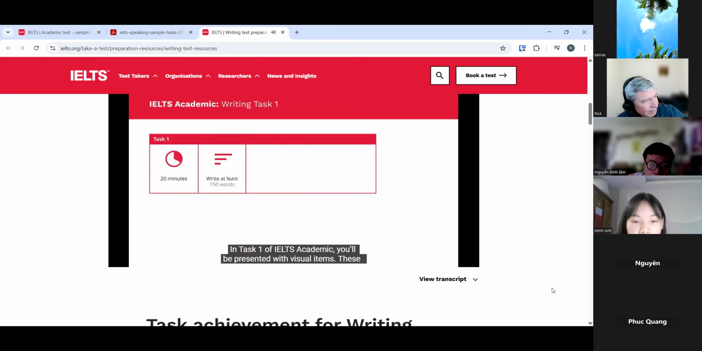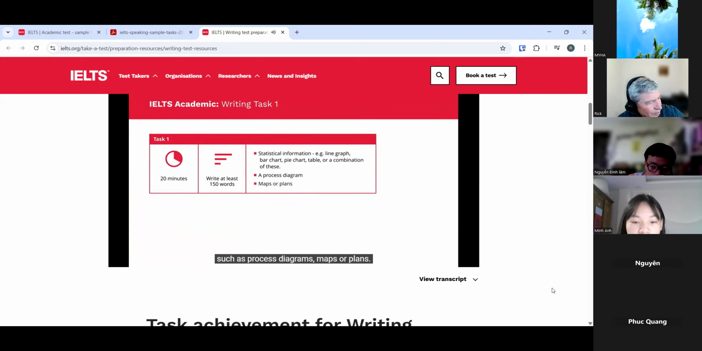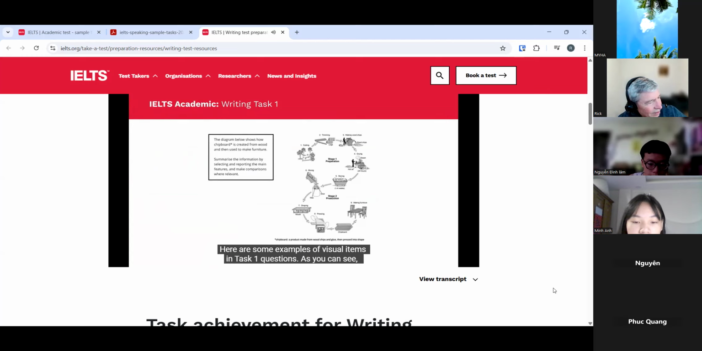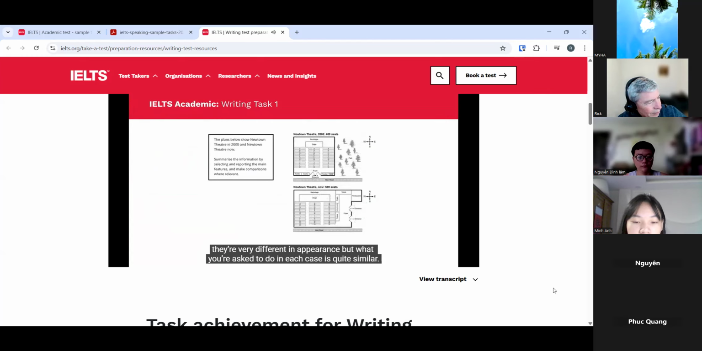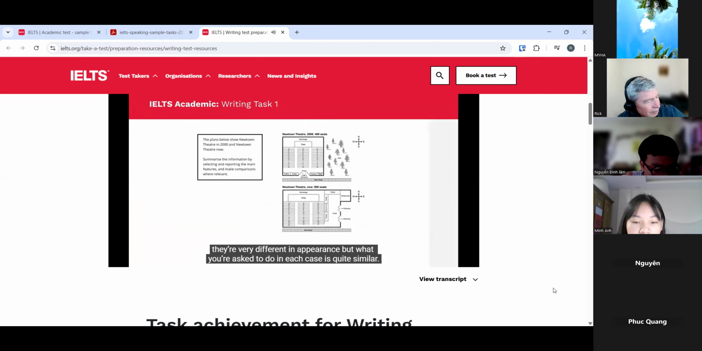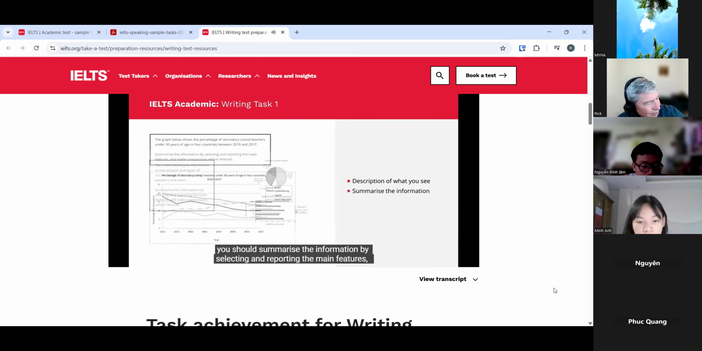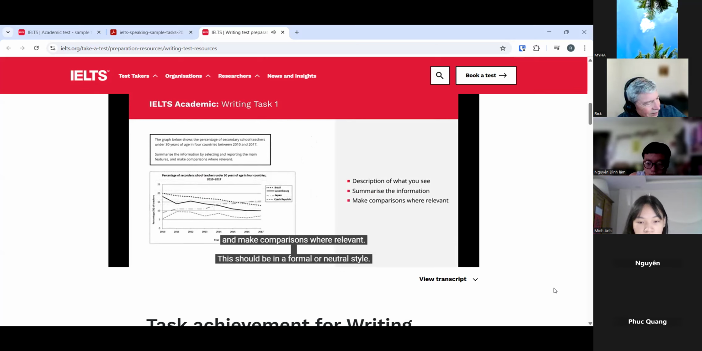In Task 1 of IELTS Academic, you'll be presented with visual items. These can be statistical in nature, such as graphs, charts, or tables. But they can also be images, such as process diagrams, maps, or plans. Here are some examples of visual items in Task 1 questions. As you can see, they're very different in appearance, but what you're asked to do in each case is quite similar. You should write a description of what you see in your own words. In your description, you should summarize the information by selecting and reporting the main features and make comparisons where relevant. This should be in a formal or neutral style.